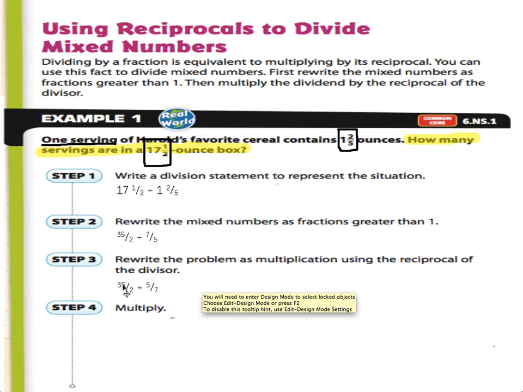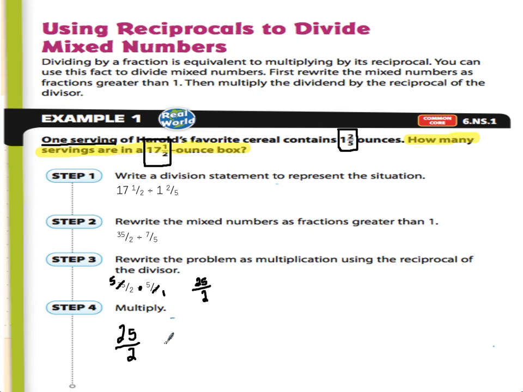Okay, and then now I'm actually going to cross simplify here because it makes multiplying easier. I don't want to do 35 times 5. So what I'm going to do is cross simplify and do 7 divided by 7, and that gives me 1, and 35 divided by 7 gives me 5. So 5 times 5 gives me 25, and 2 times 1 gives me 2. So now here I have 25 over 2, but that doesn't tell me how many servings. I now have to convert this to a mixed number.